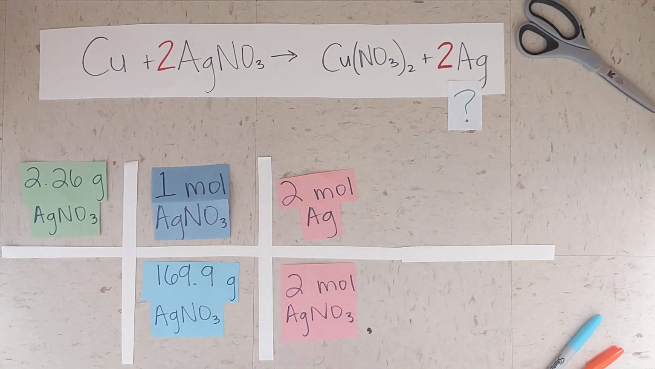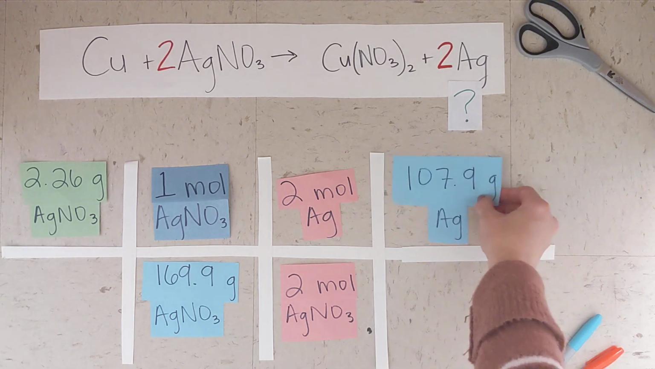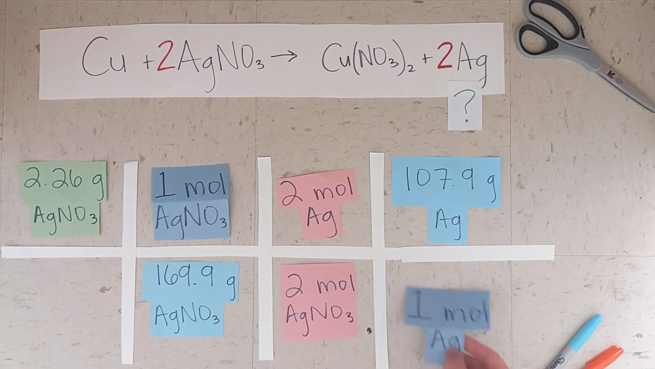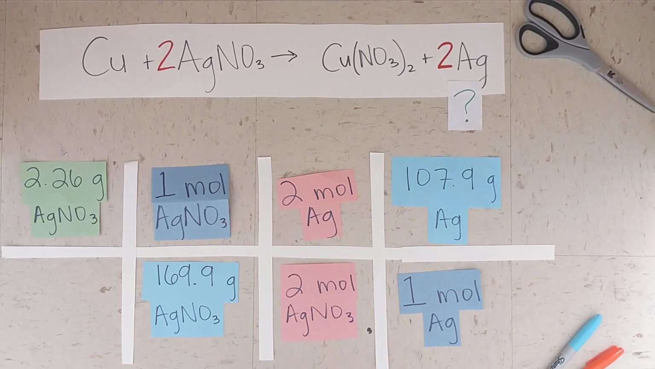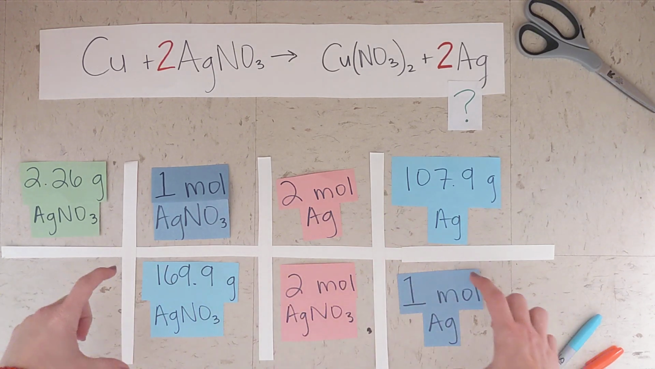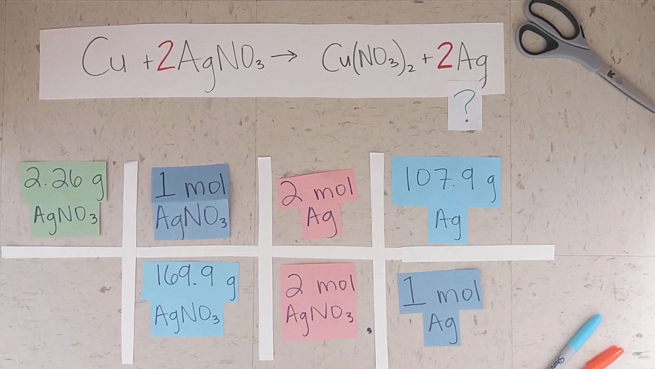I'm still not done. I now have moles of AgNO3, but I want grams of Ag. So we'll add one more step. Step 3 says we have to convert our moles back to grams. And to do that, we're going to multiply by molar mass. The molar mass of Ag is 107.9 grams per 1 mole of Ag. And now we're going to solve. Multiply everything on the top, multiply everything on the bottom, and then divide. And when you do that, you'll find your answer to be 1.44 grams of Ag.